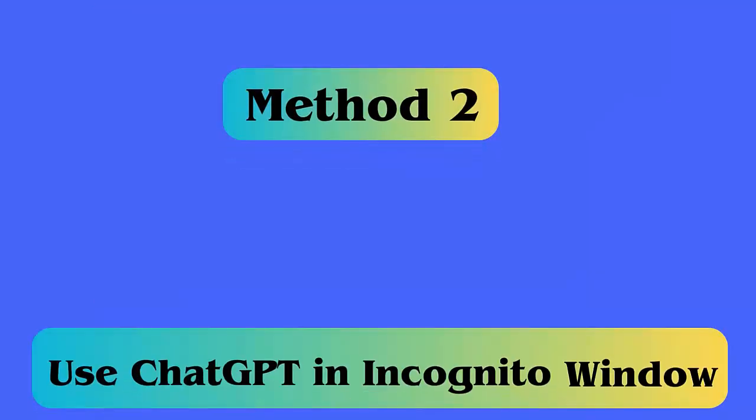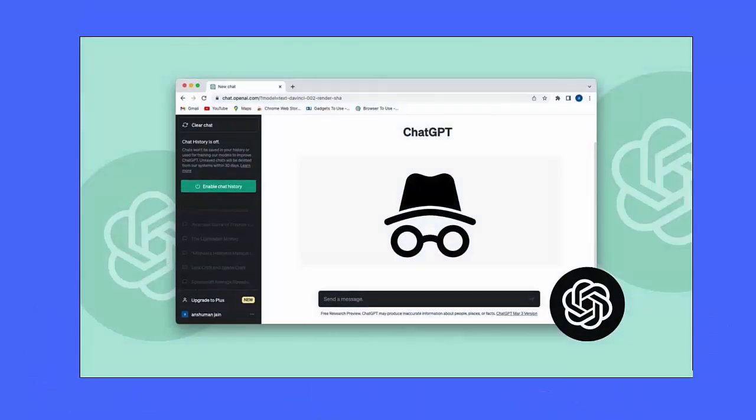Method 2. Use Incognito window. You can access the ChatGPT feature on any Incognito window of your browser. Just open Chrome, click three dots, then click on Incognito window here, visit the OpenAI website, sign up or log in to access it.